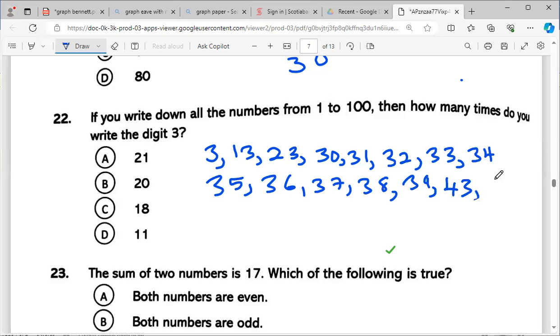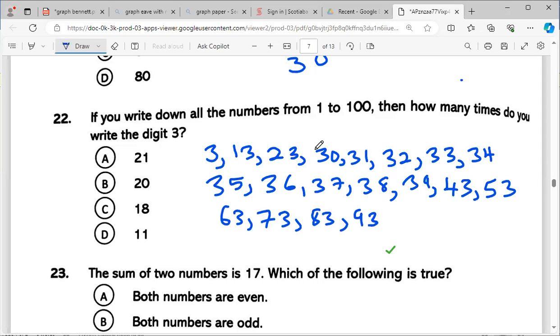We're not going to spend a whole hour on this. That's why you must do it, you can't just tell me it's 11. 73, 83, 93. And then you count them. This is the safest way, guys.